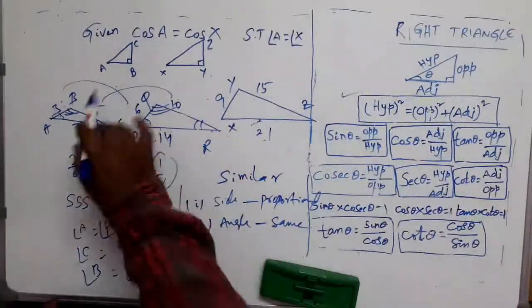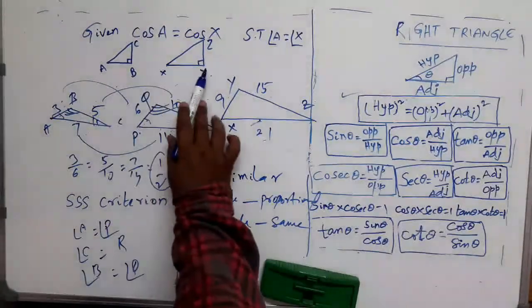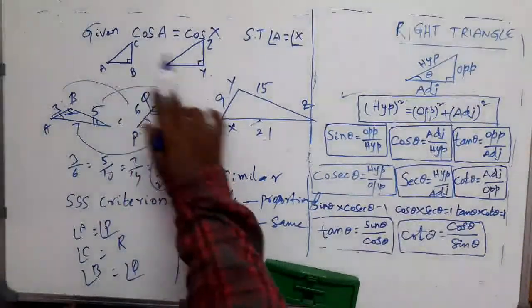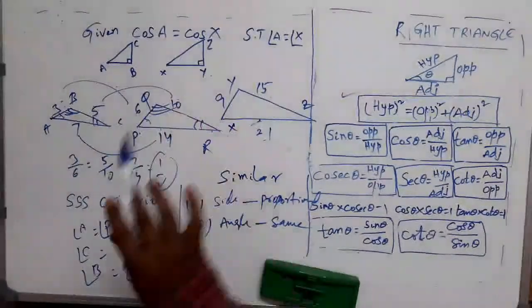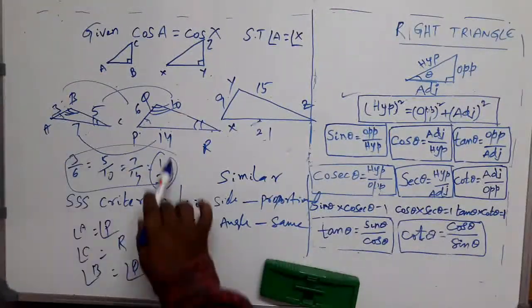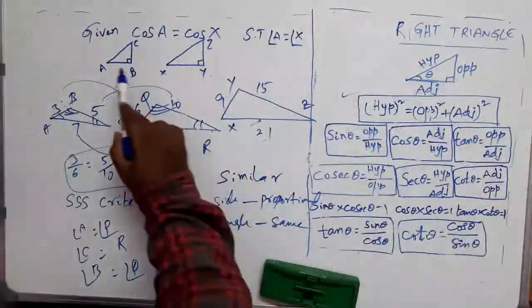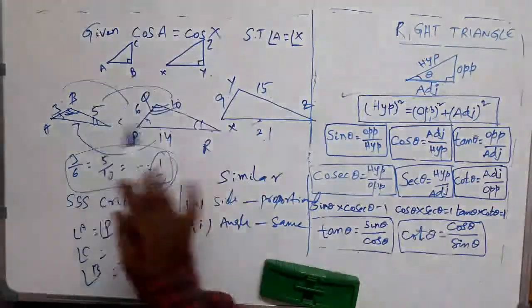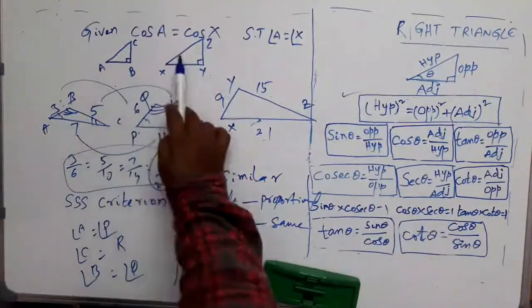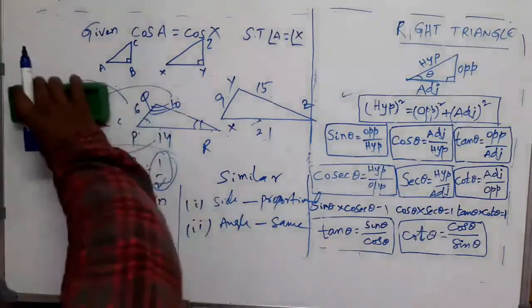So for that, what am I supposed to show? This side is to this side equal to this side is to this side equal to this side is to this side. If I can show that, I can say that these two are similar triangles, and further I can say that angle A is equal to angle X, angle B is equal to angle Y, angle C is equal to angle Z. Of course, I need simply A is equal to X. That's all.